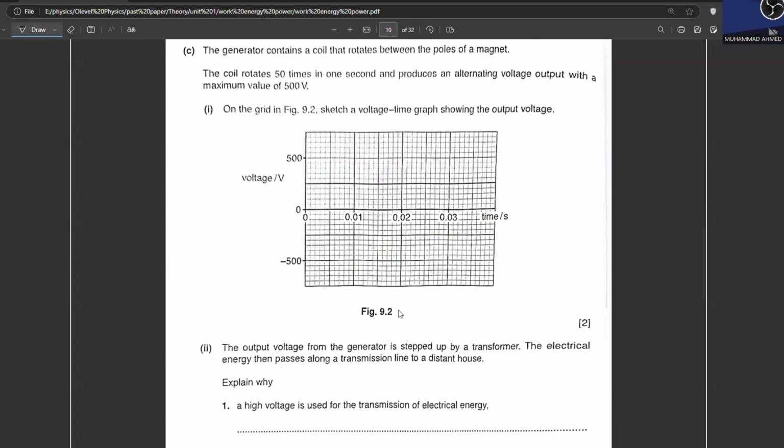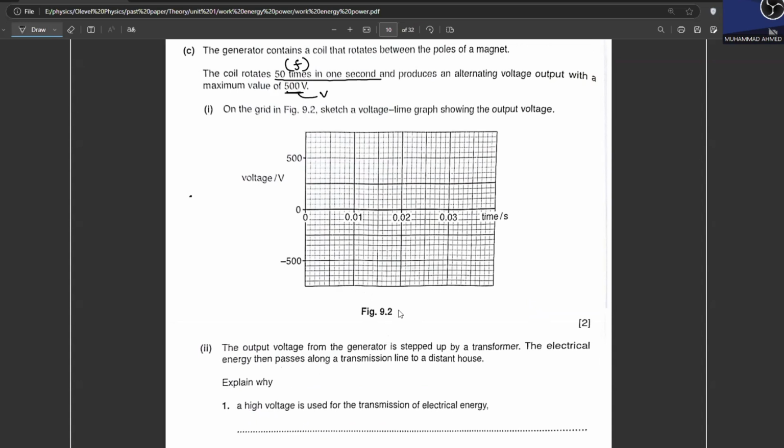The generator contains a coil that rotates between the poles of a magnet. The coil rotates 50 times in 1 second. So this is your frequency. And it produces an alternating voltage with a maximum value of this. This is your maximum value of voltage. On the grid in figure 9.2, sketch a voltage versus time graph showing the output voltage. Okay.